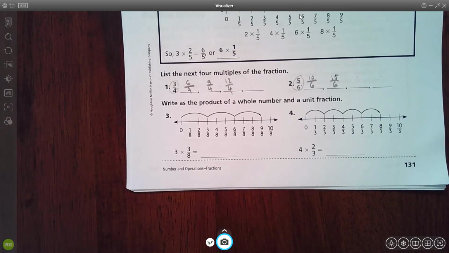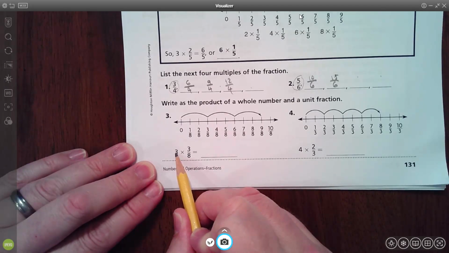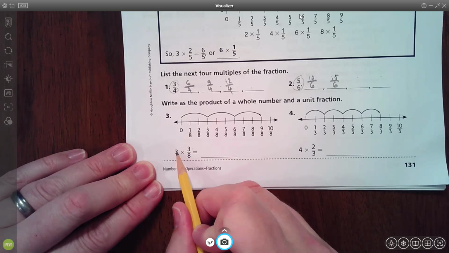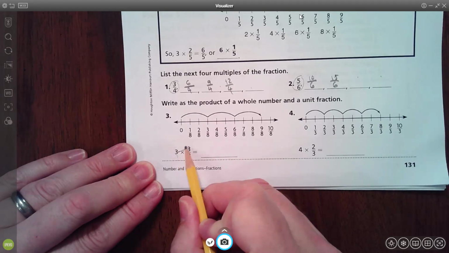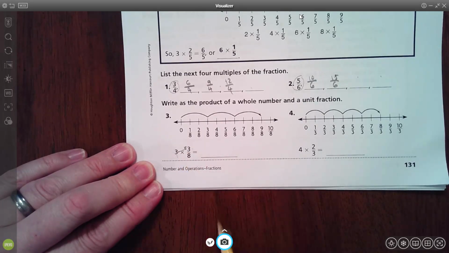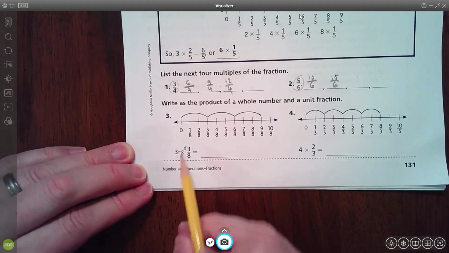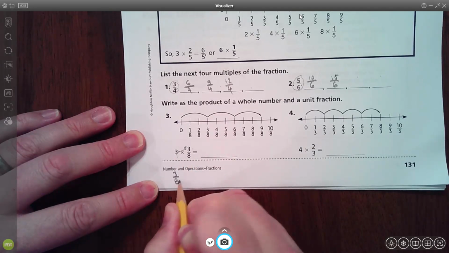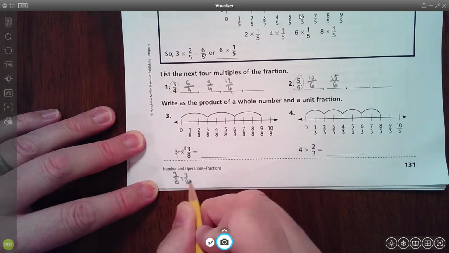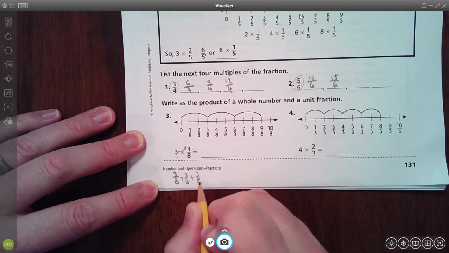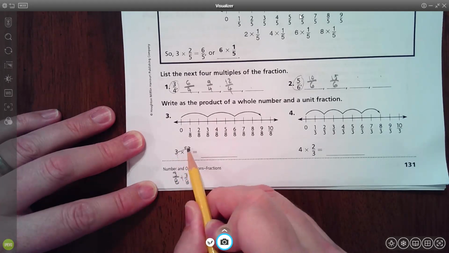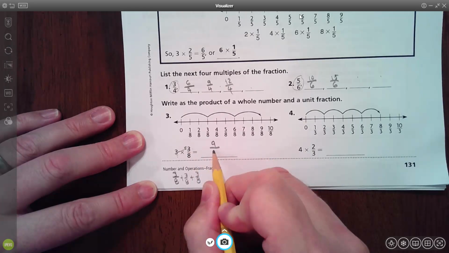When I multiply a whole number by a fraction, all I have to do is take the big number times the top number and then keep the bottom number the same. Because 3/8 times 3 we know really is 3/8 plus 3/8 plus 3/8, right? It's 3/8 three times. 3, 6, 9. Or, to make it quick, 3 times 3 is 9/8.